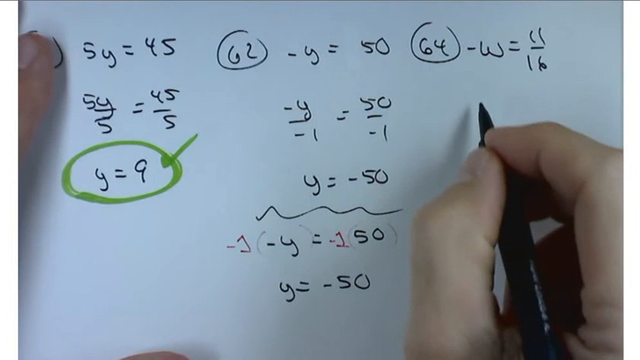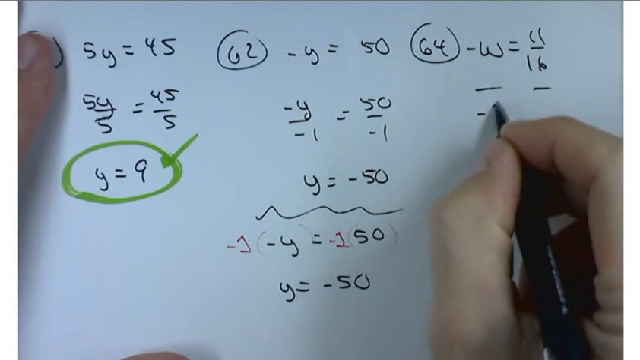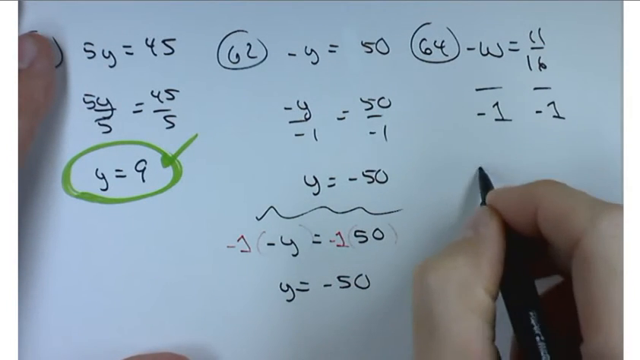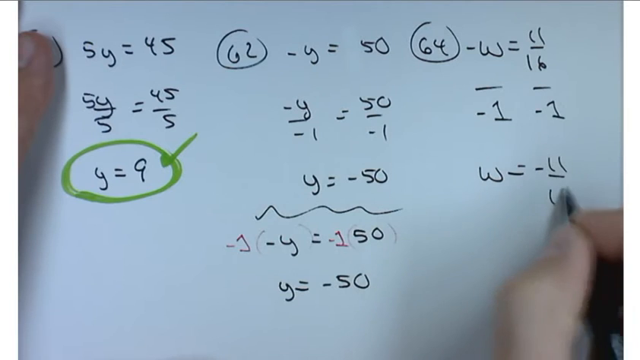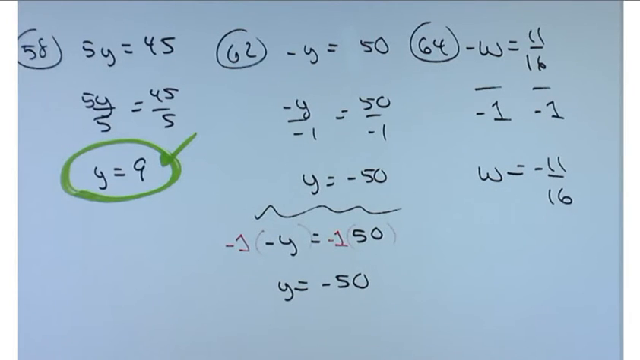All right, so you can think of it as dividing both sides by -1. And what do we get? Yeah, -11/16. Cool. Very simply put, you've got a positive divided by a negative, and you're going to get a negative answer. So that's it. That's all there is to it on 64.